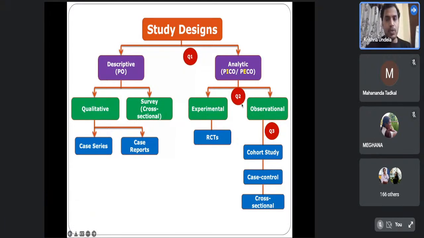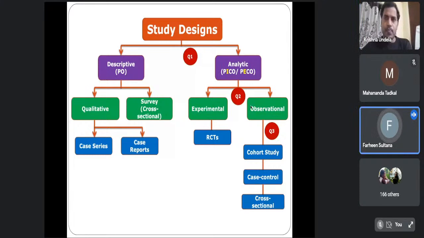What may be the question number 2, which is dividing the analytical studies into experimental and observational? Can anyone answer? Please be interactive in between also, so that we can discuss more. Based on exposure. And maybe the question number 2 is, are you giving any intervention?